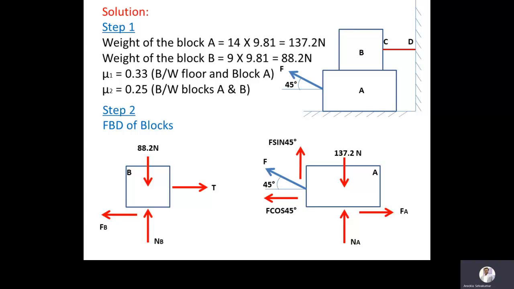Apart from these forces, because of block B also, forces and reactions will act on block A. The normal reaction of block B will act on block A, which I am taking as N suffix B, the normal reaction due to block B. And because the body is moving towards left, the frictional force will act towards right. That frictional force is nothing but the frictional force of block B.